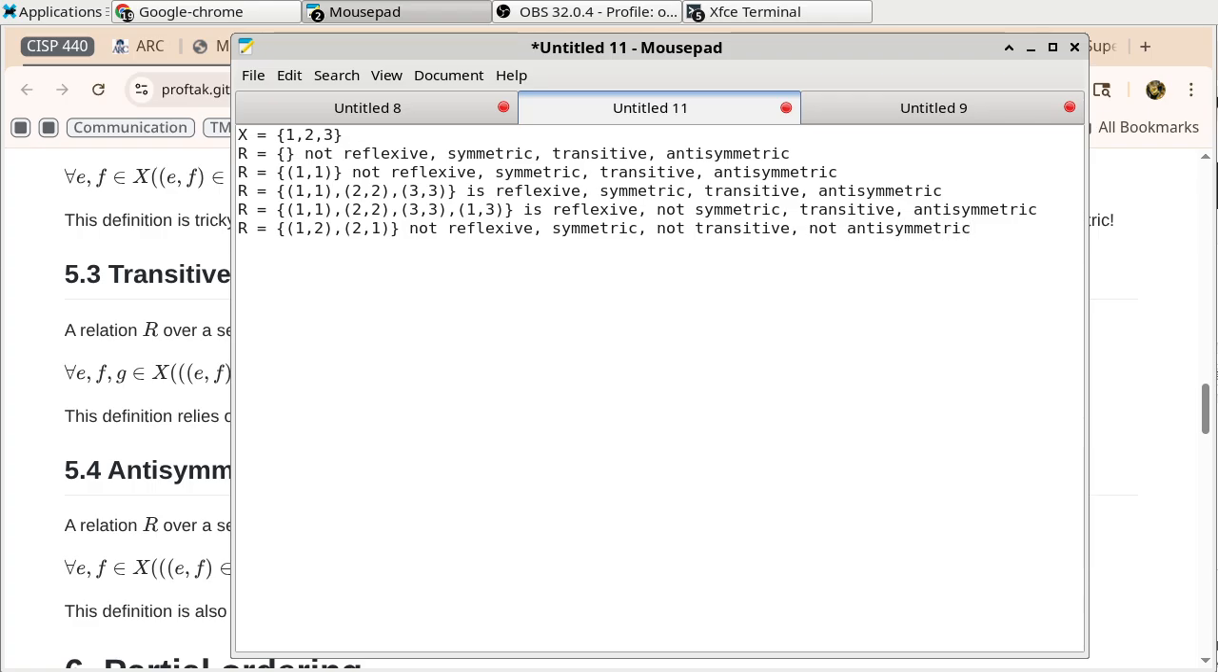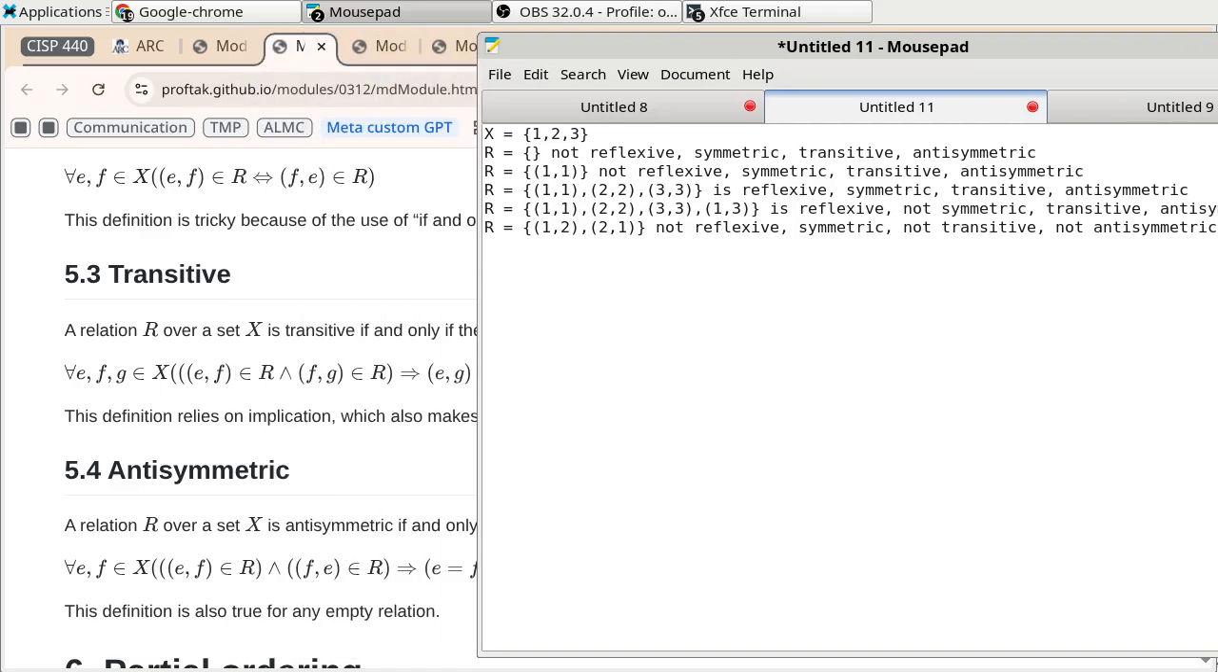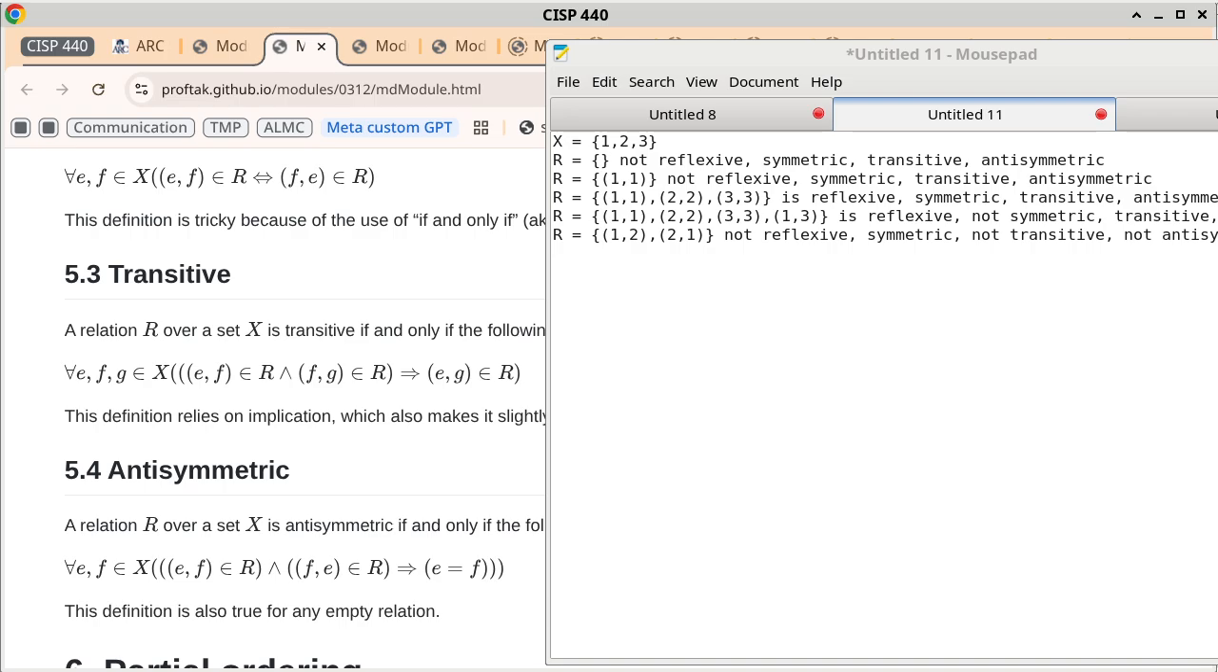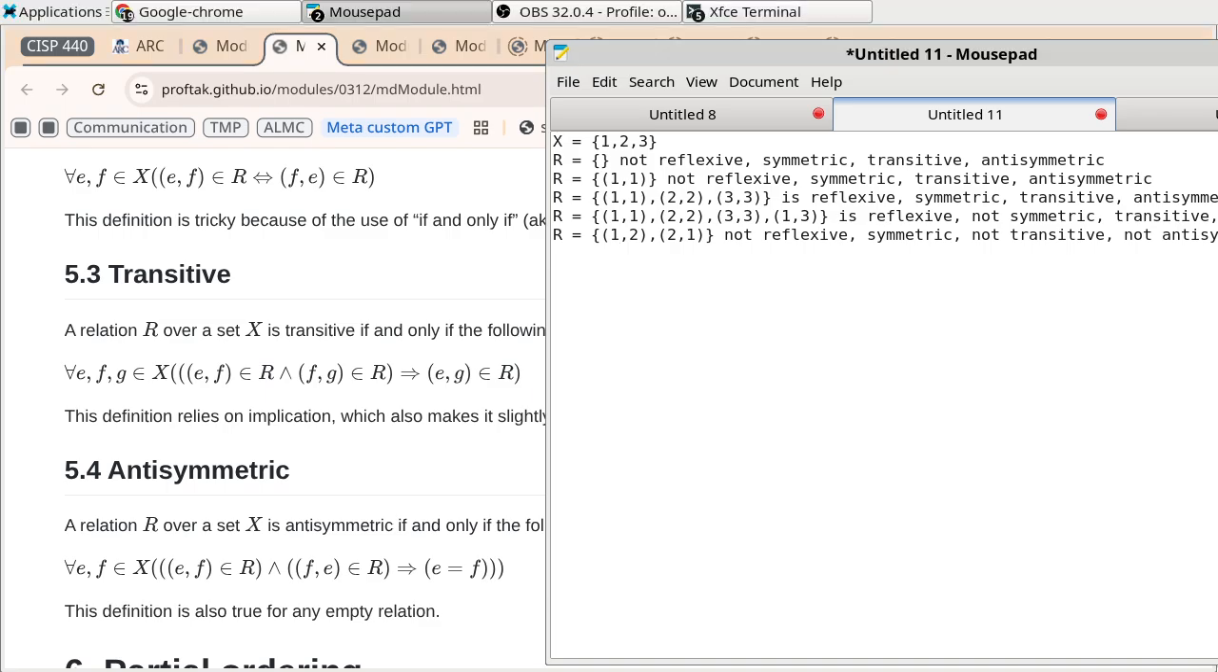It is not anti-symmetric because what we need to do is to say E equals 1, F equals 2. So if E equals 1, F equals 2, we can see how (1, 2) in R is true, (2, 1) in R is also true, but we can also see how 1 equals 2 is not true. So now we end up with the left-hand side of the implication being true, but the right-hand side of the implication being false. So that's why, in this particular relation, it is symmetric, but it is not anti-symmetric.